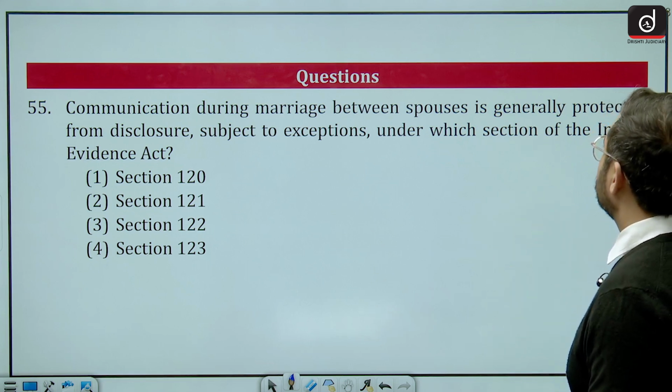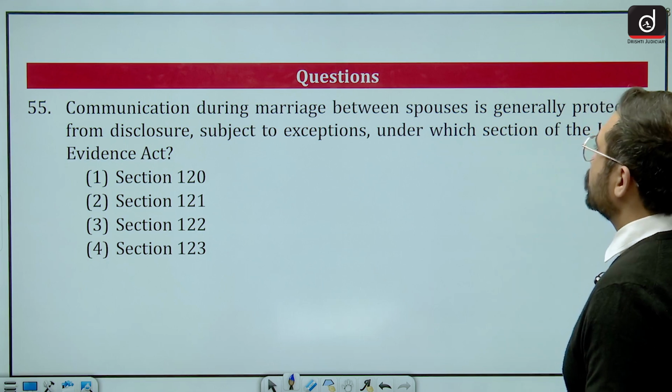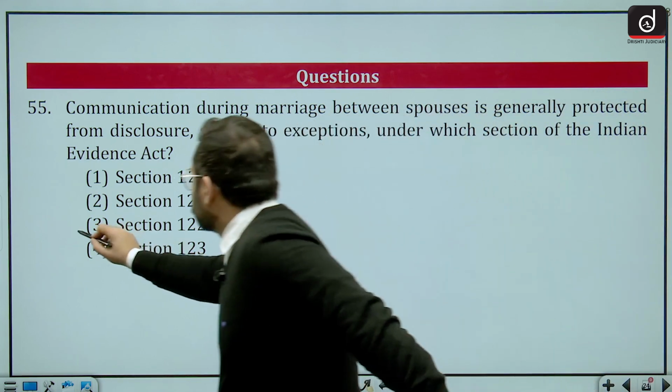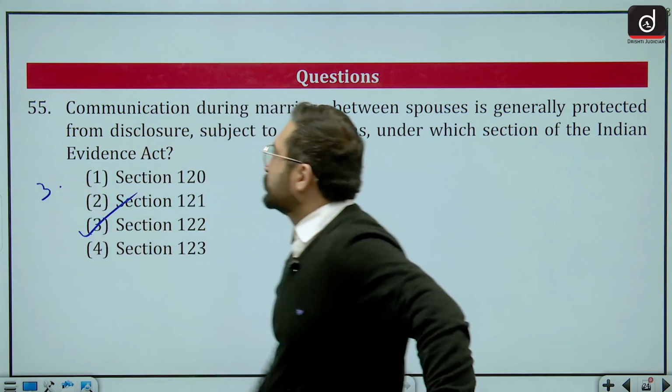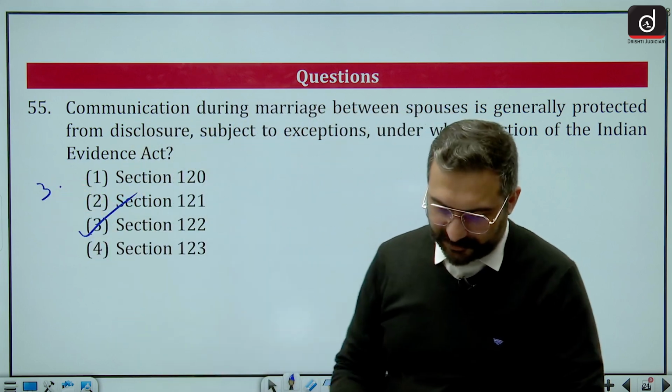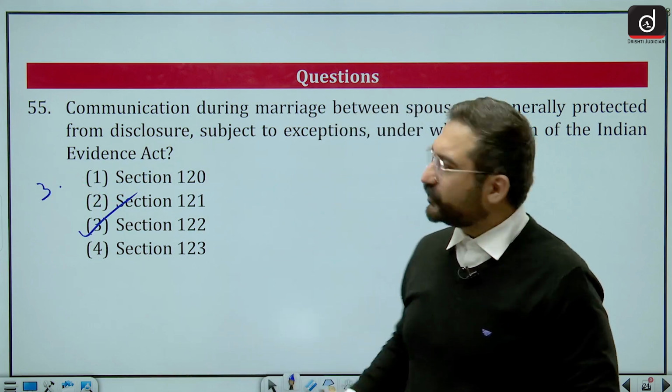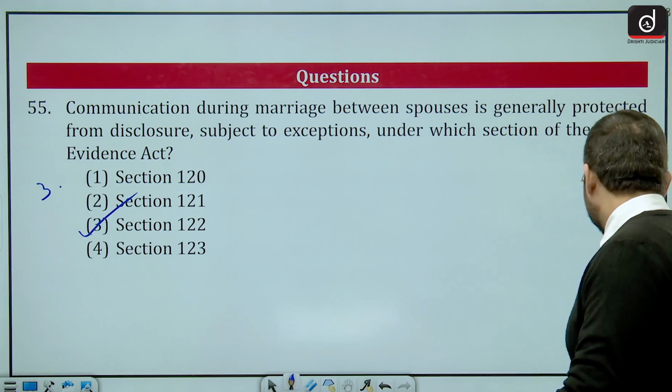Communication during marriage between spouses is generally protected from disclosure, subject to exceptions, under which section? Everyone knows about it. This is Section 122. These are such UP-style questions. In UP, such questions come, right? They ask direct questions. Communication during marriage is 122, based totally on fact.